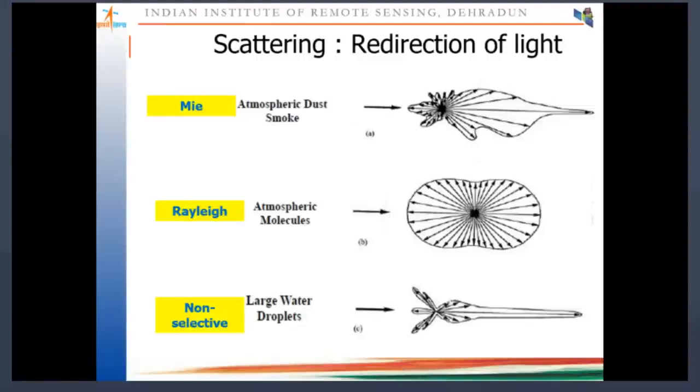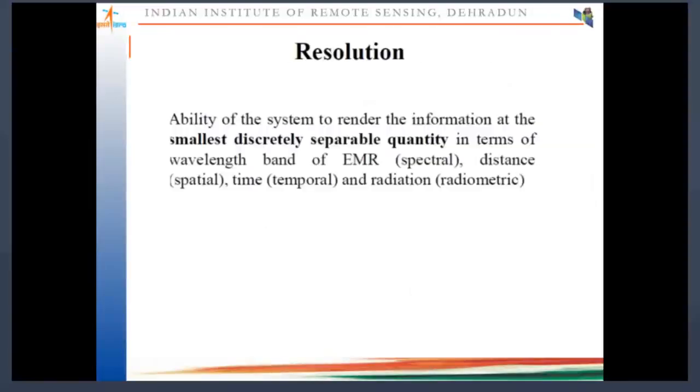In any generic term, it is the ability of any system to render the information at the smallest discretely separable quantity. So if I'm talking about spectral resolution, I'm talking about smallest discretely separable wavelength ranges. If I'm talking about spatial resolution, I'm talking in terms of smallest discretely separable distance or the spatial unit. If I'm talking in terms of temporal resolution, then I'm talking about how frequently I'm going to visit the area. If I'm talking in terms of radiometric resolution, I'm talking about how finely I can slice down the energy levels.